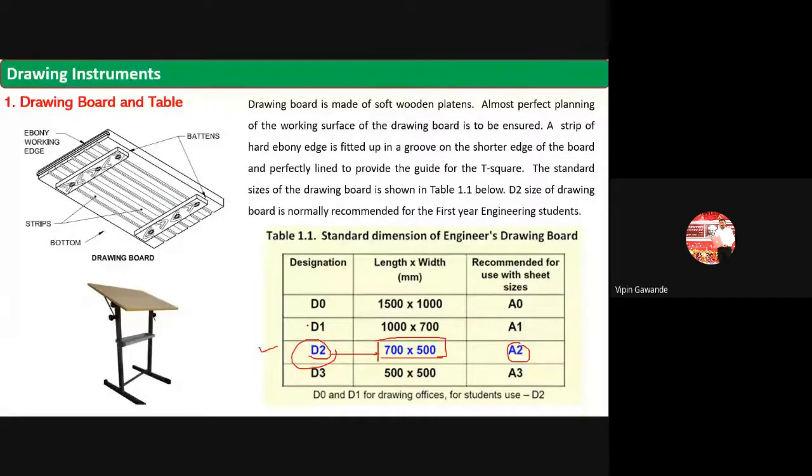You have to remember the D0, D1, D2 and D3 designations of the drawing board, where D stands for drawing board and it is numbered 0, 1, 2, 3. Remember the length and width, because in MCQs chances are they will ask the dimensions also. Concentrate mostly on D2, because that is what we generally use for engineering drawings.